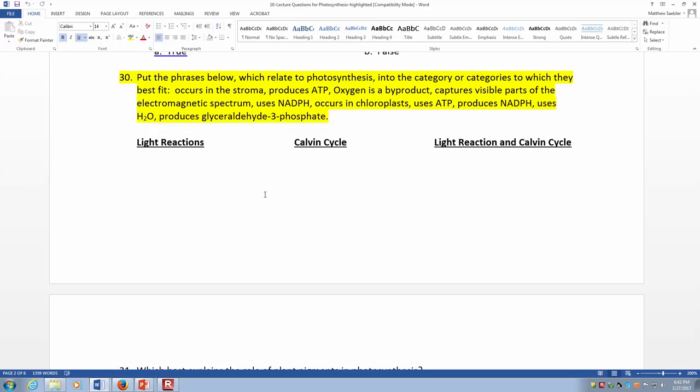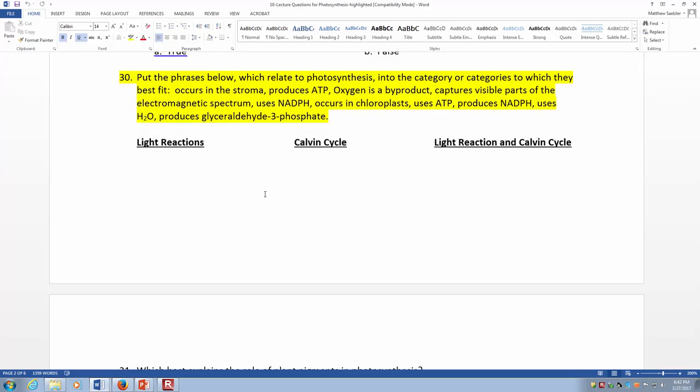Not that category. Oh, last one, both. So both the light reactions and the Calvin cycle occur in chloroplasts. So occurs in chloroplasts would go in the both category. Which one uses ATP? Right, Calvin cycle. Which one produces NADPH?